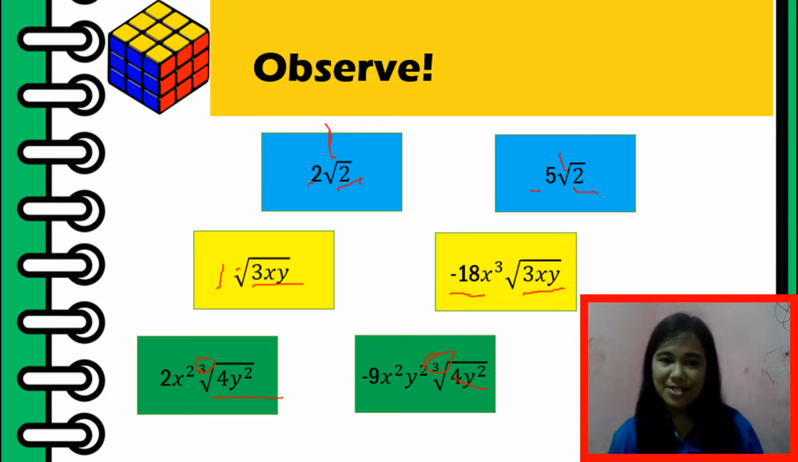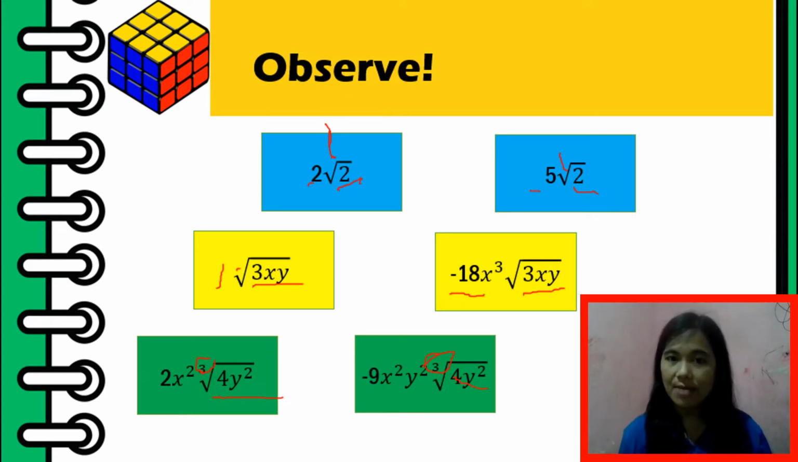Yeah, you're right. If you have noticed, let's just focus our attention on the index and the radicand. The index in the first set is 2. Here also, the index is 2. So they have the same index, aside from the fact that they also have the same radicand, square root of 2. What is their difference? They only differ with the coefficient, the number outside. So here we have 2, the other one is 5.